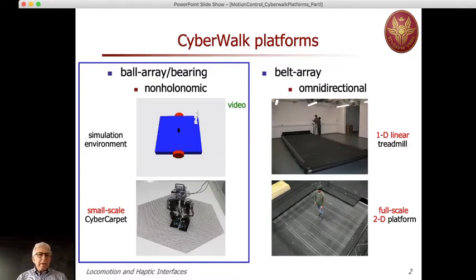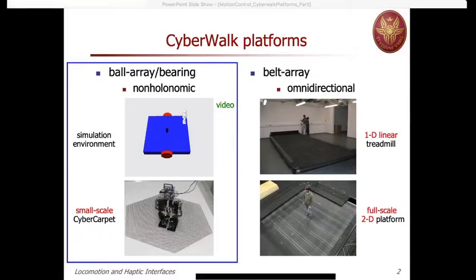So, the ball array or bearing platform is the first of the two platforms that you can see on the left and on the right. It's also called the Magic Carpet. It was the first one that was developed within the CyberWalk European project. And it was built only at a small scale size. The reason for this is because we have several technical difficulties in extending the design.